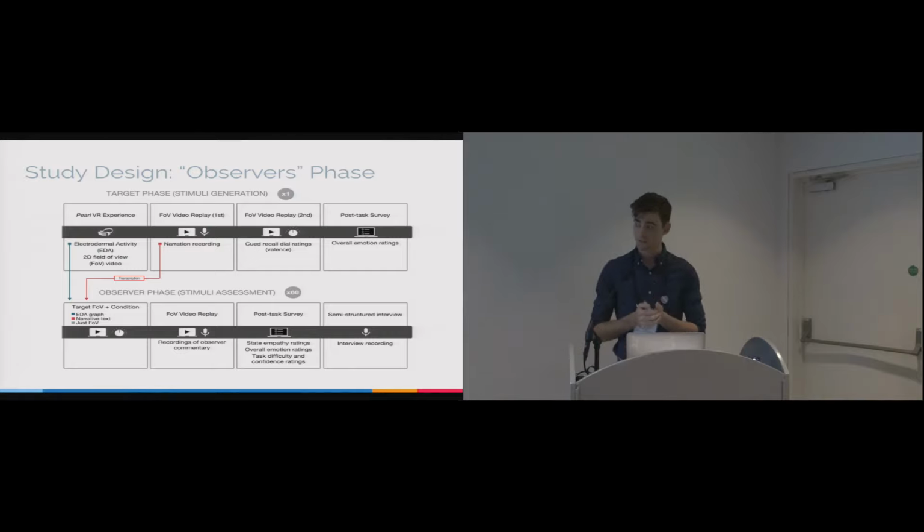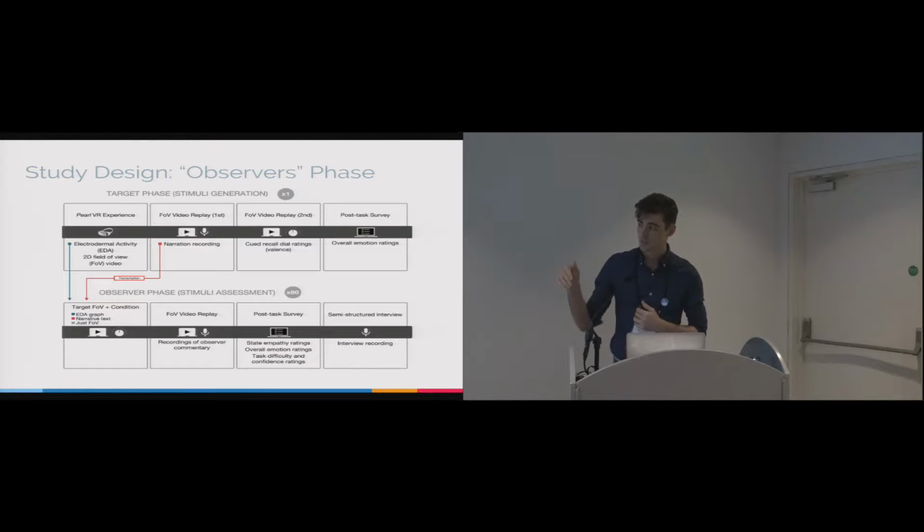In this phase, we had three different conditions. The observers watched only the 2D version of the recording. They either watched just the field of view by itself, the field of view with narration subtitles, which I'll show a picture of in a moment, or the field of view with the EDA graph. While they watched it, they were asked to do a similar rating task continuously on the dial. How do you think this person is feeling in the given moment that they're rating?